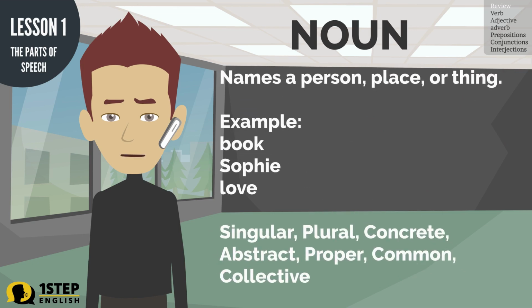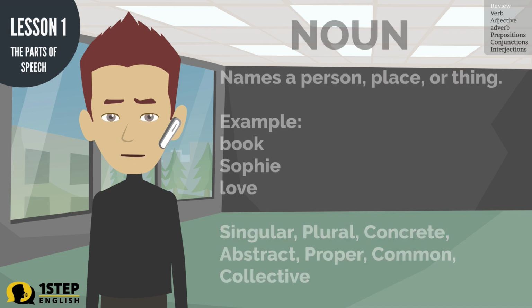Noun. Noun is used to name a person, place, or thing. For example, book, Sophie, love. A noun has 7 forms. Nouns can be singular, plural, concrete, abstract, proper, common, and collective.